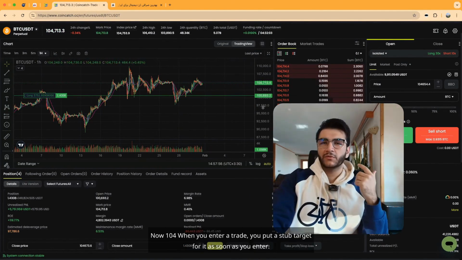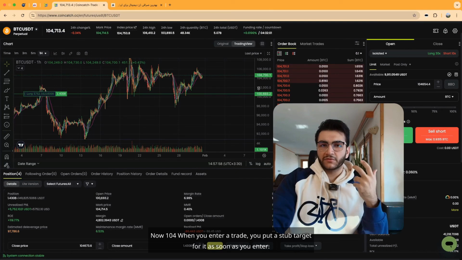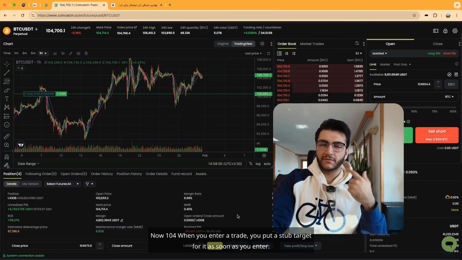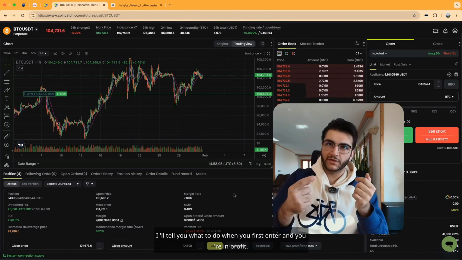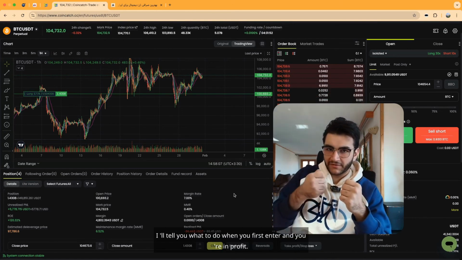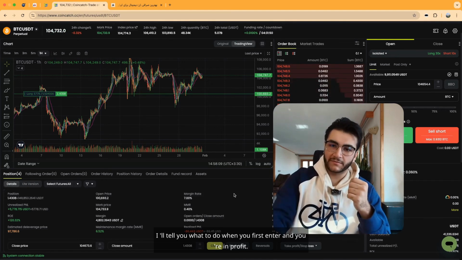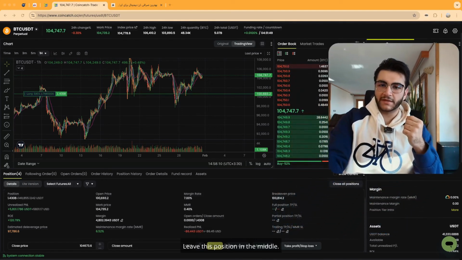Now, when you enter a trade, you put a stub target for it as soon as you enter. Well, I'll come with you now and put a stub target. I'll tell you what to do when you first enter and you're in profit. We want a stub target. Leave this position in the middle.